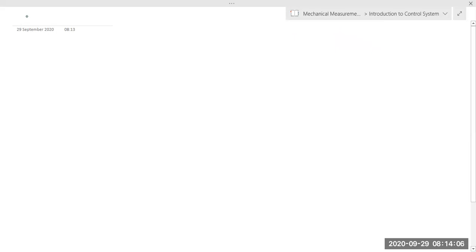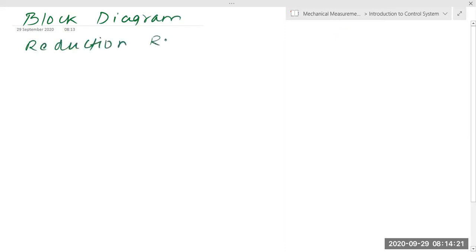So today we are going to study a new topic that is related to block diagrams: block diagram reduction rules. How to reduce a block diagram, and what are the rules when we want to reduce it. This is very simple and very important when you want to solve any kind of blocks. Blocks basically means there are systems and you want to convert those systems into a single system.